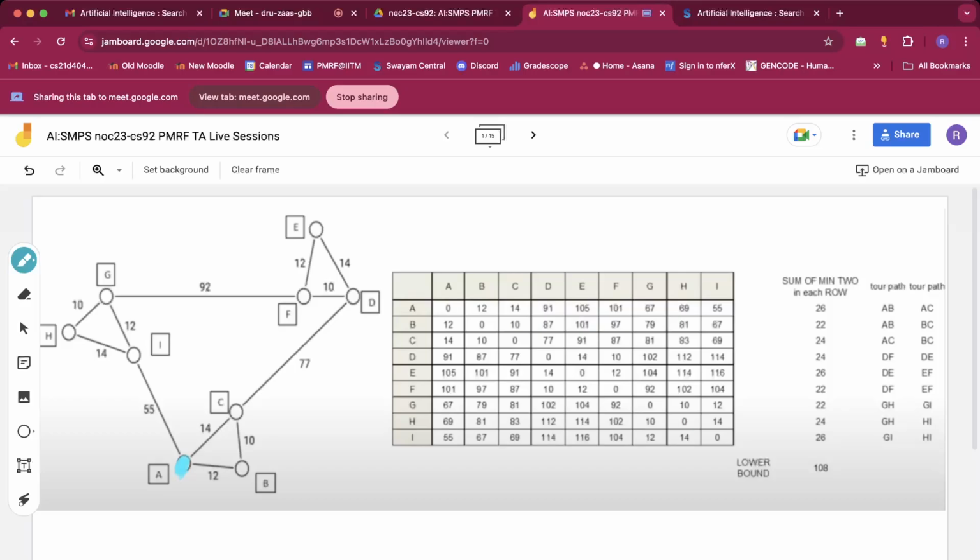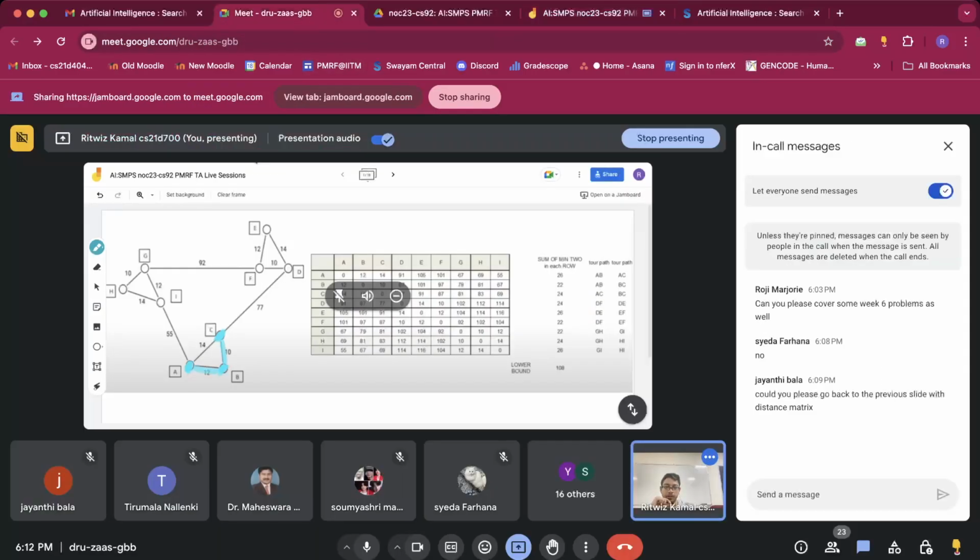So here it seems that we can go to B with distance 12, to C with distance 14, and I with distance 55. And B looks most promising, right? So we'll choose to go in this direction and cover A to B, and then we'll be at B. Now we have only one option, to go to C with cost 10. That's what we'll do. Then from C, which direction should we take?